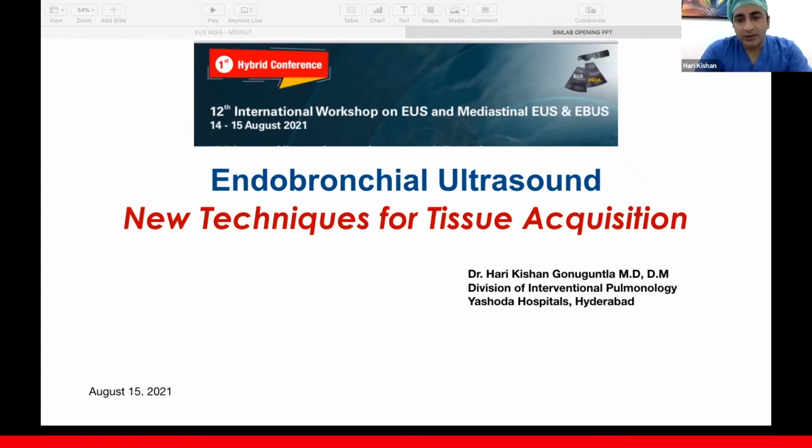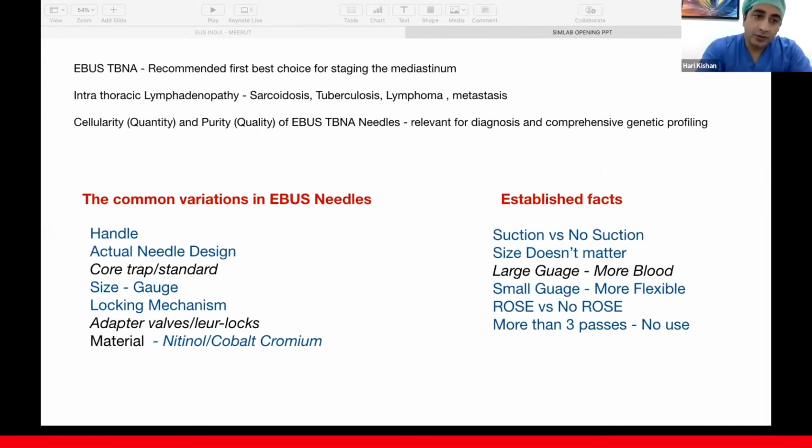My topic is on endobronchial ultrasound and what are the new techniques of tissue acquisition at this point of time. As we all know, EBUS TBNA is the current recommended first best choice for staging the mediastinum. Not only staging the lung cancer, but also in diagnosis of other intrathoracic lymphadenopathy conditions like sarcoid, TB, lymphoma, and metastasis from other areas. EBUS has already proven its role as the prime choice for intervention pulmonologists.